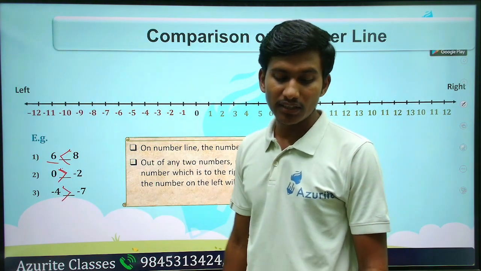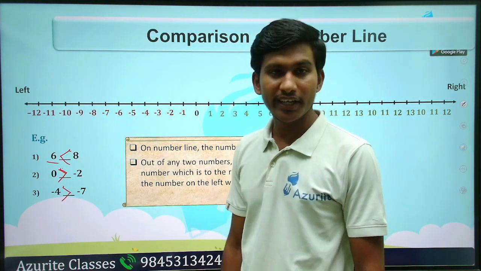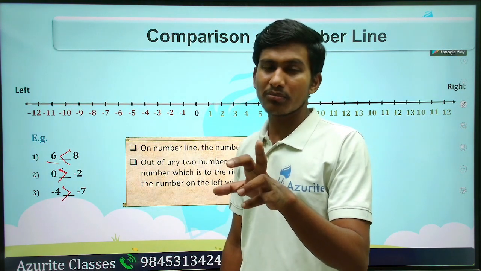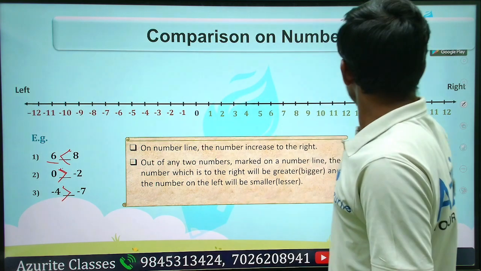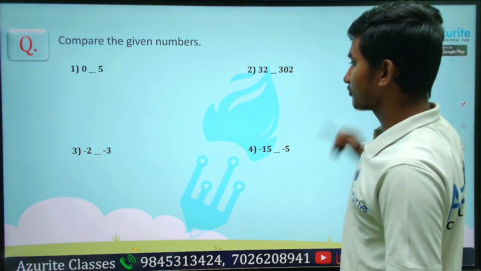So this is how the symbols will be. Got it? Will everyone be able to remember and do this? Yes, in the minus form. Okay. What is the doubt?